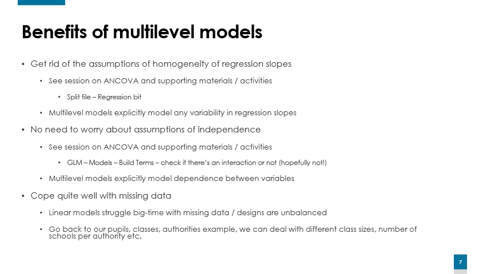What are the benefits of multi-level models? Well, they actually get rid of some of the assumptions that we have with linear models. So if we think back to our session on ANCOVA and the supporting materials and activities, we talked about the assumption of homogeneity of regression slopes. This was where we split the file and performed the regression, and we looked at residuals, we looked at beta slopes and so on and so forth. But multi-level models actually explicitly model the variability in these regression slopes, so it doesn't matter that they're not homogeneous.